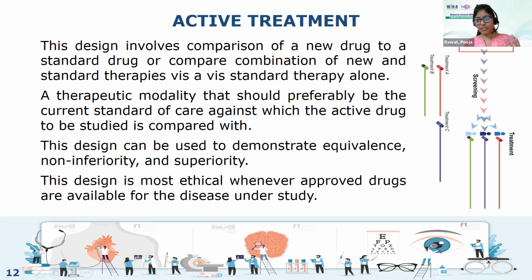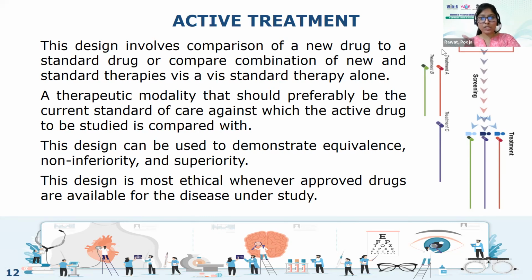Here you can see in this picture the participant group is there. You are screening the patients and giving them the treatment. You are allocating them to the arms here. The red one is treatment 1, treatment A. The green one is treatment B, and the violet one is treatment C. Here you are allocating like this.